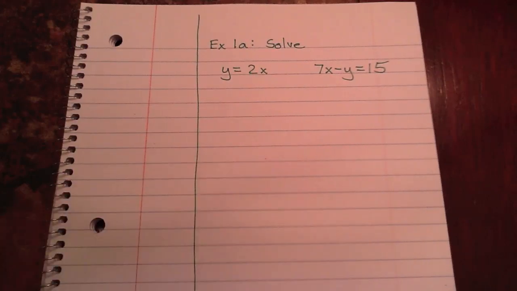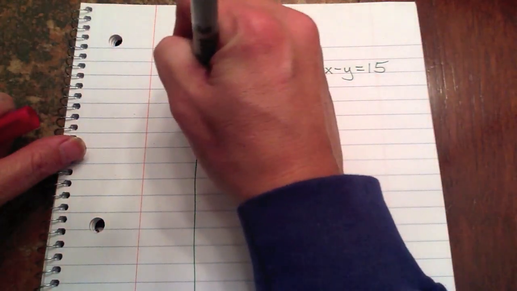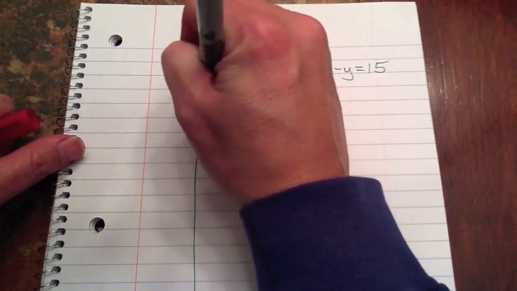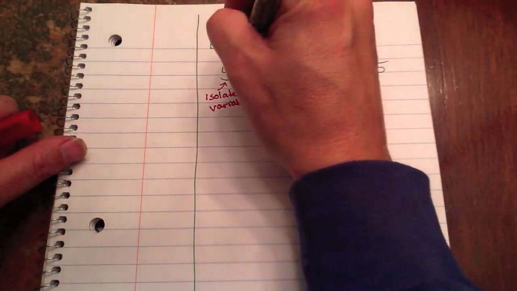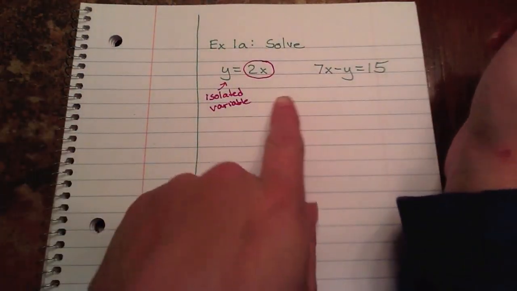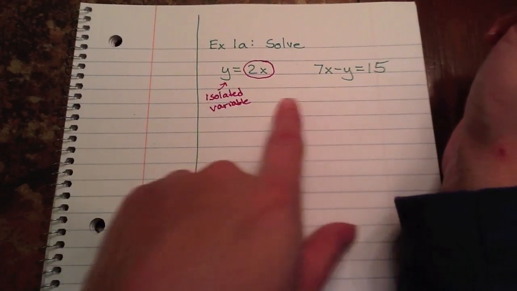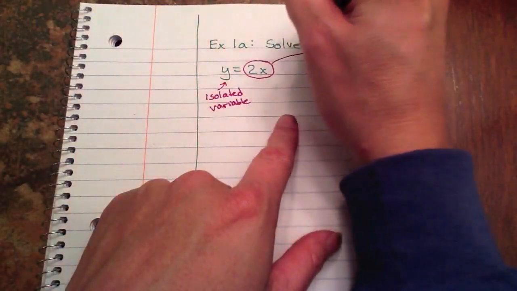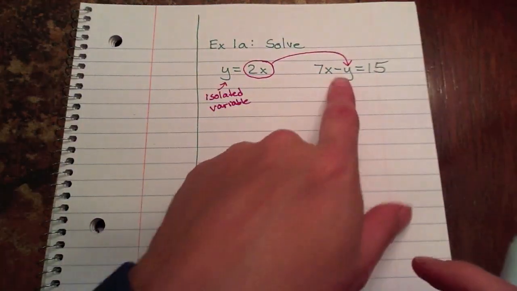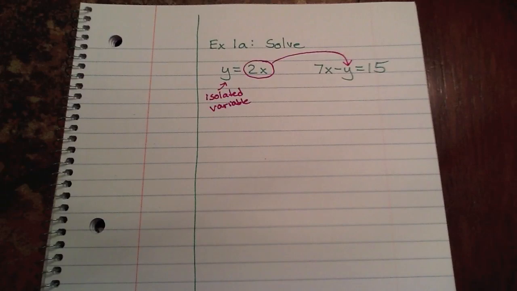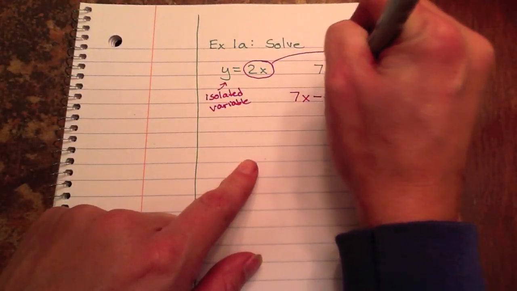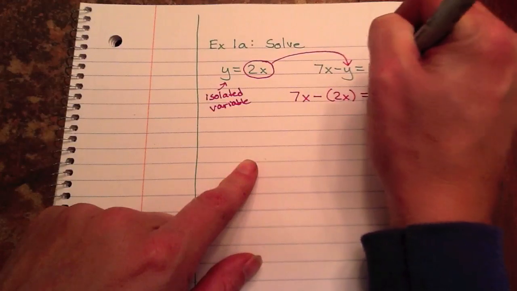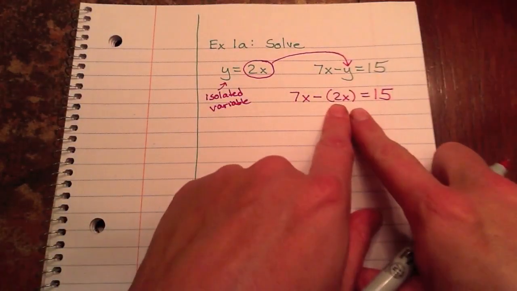Notice this is your isolated variable. Once you see your isolated variable, you're going to circle the other side. All of that needs to be plugged in for that variable in your other equation, which we're going to have something to distribute, but it's not that big of a deal in this case because we don't have a number. Now you're going to rewrite the equation as one equation, 7x subtracting 2x equals 15. So instead of y, I plugged in 2x.